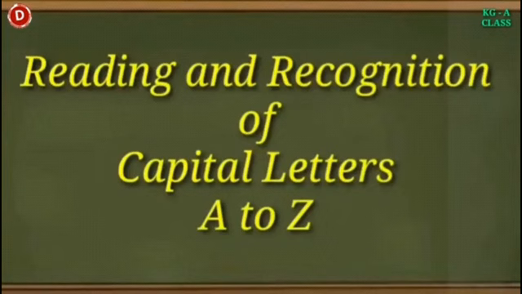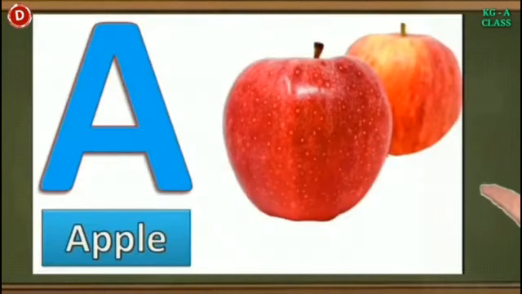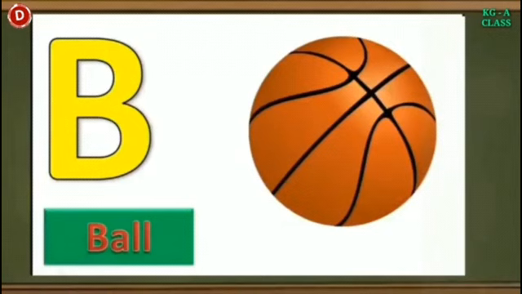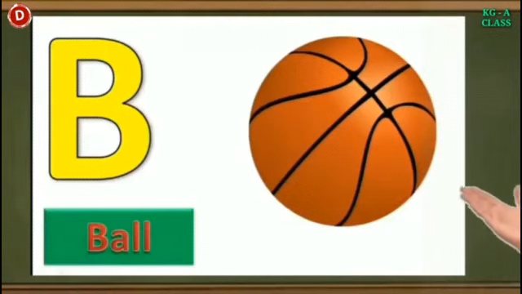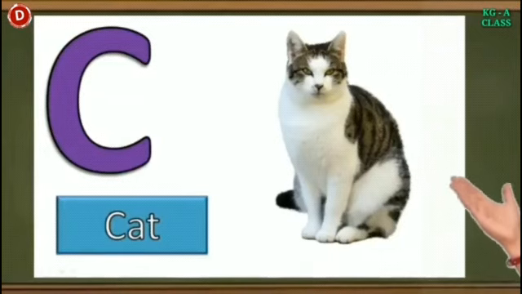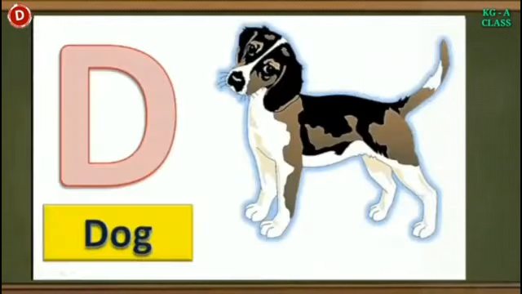Children, now let's learn and recognize capital letters A to Z with pictures. So let's start, children. You also speak with me. Now look here, children. This is capital A. A for apple. Now comes B. B for ball. Now comes C. C for cat. Meow. The next letter is D.